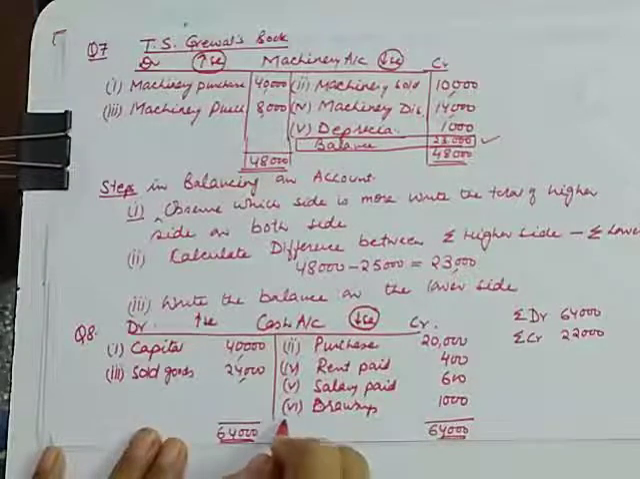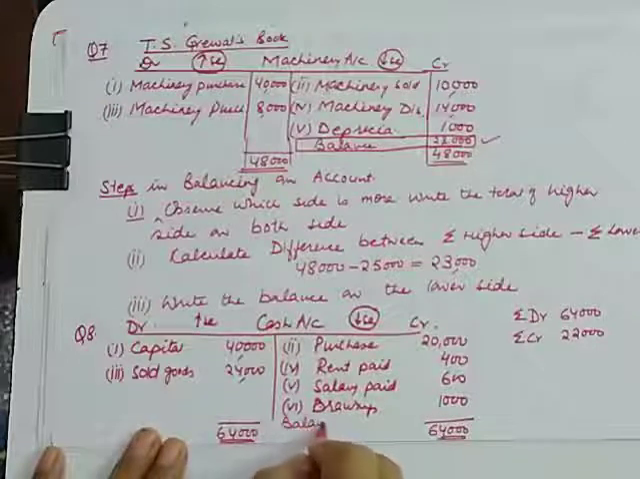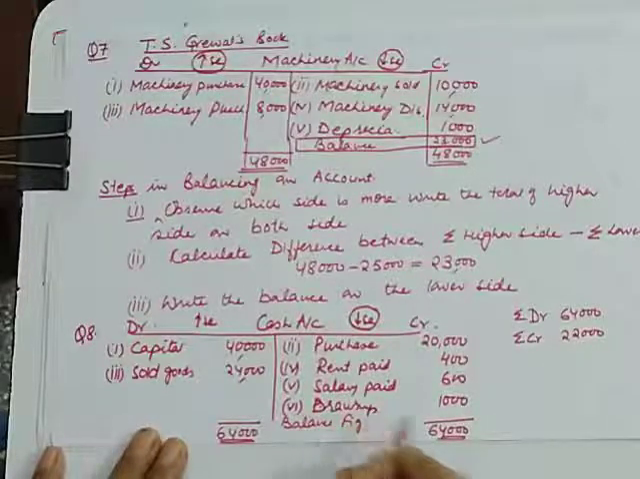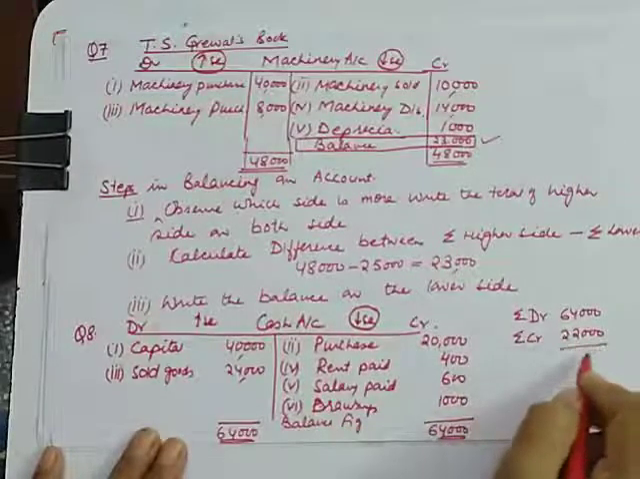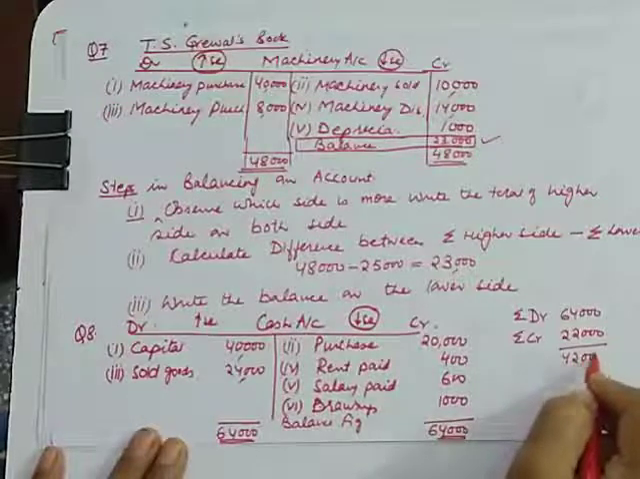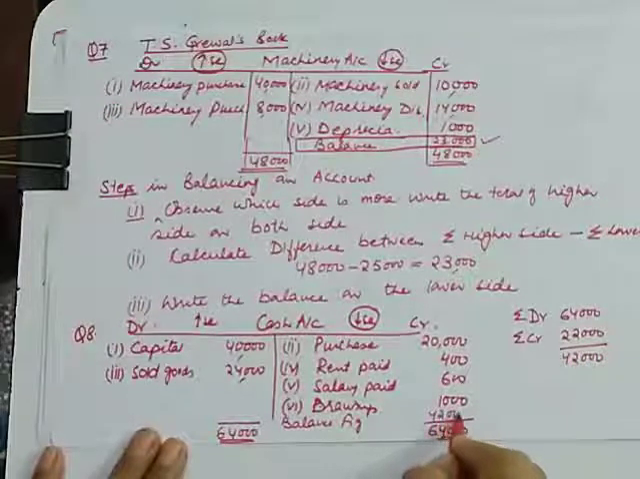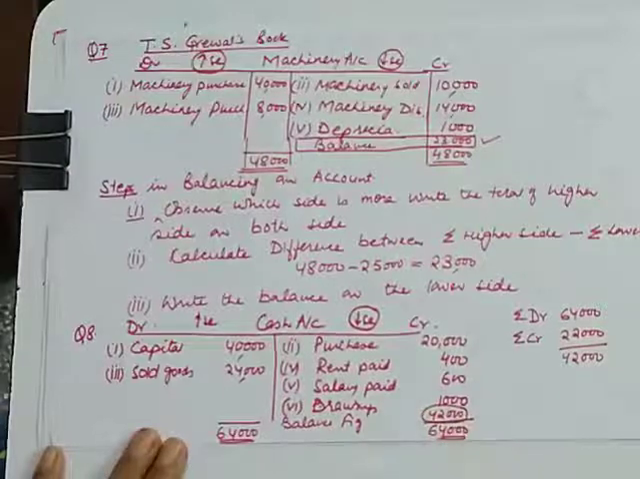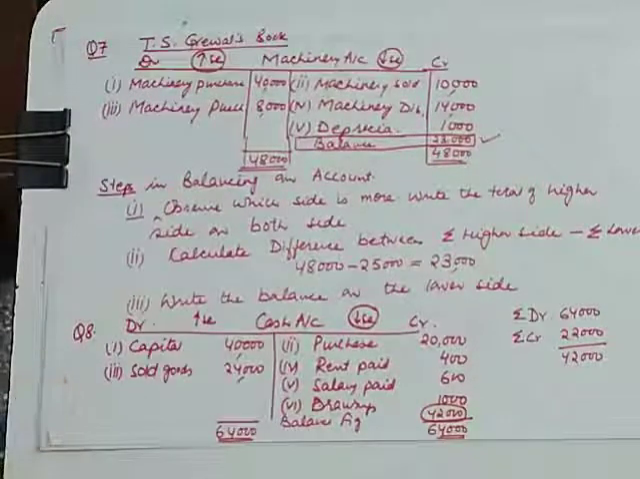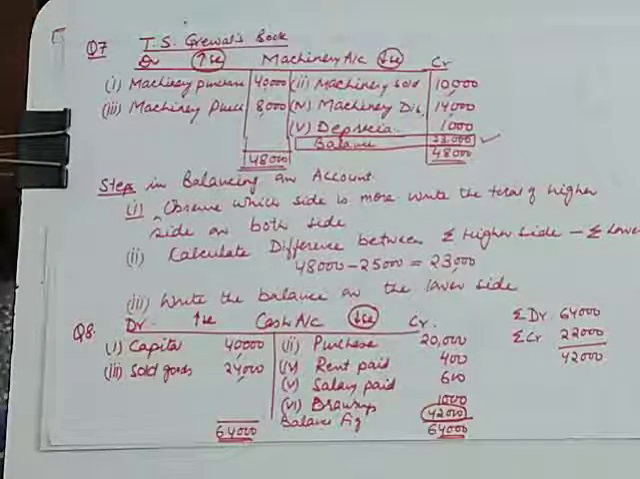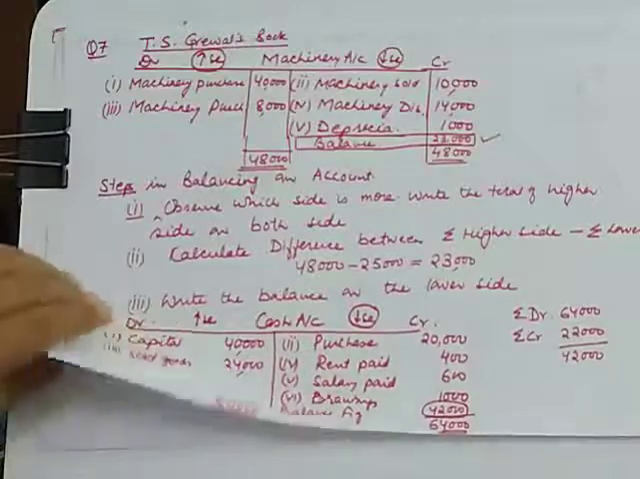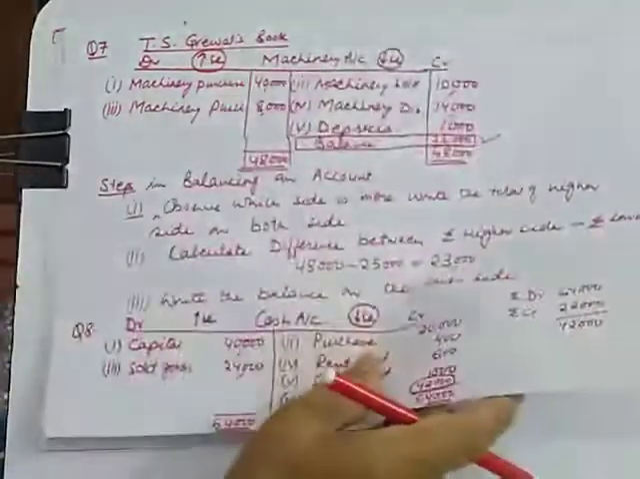This is the balancing figure. So your balancing figure will be this minus this. So this is 42,000. So this is how we prepare the cash account. Now we'll be doing one more numerical with a different category. The next category is related to creditor.